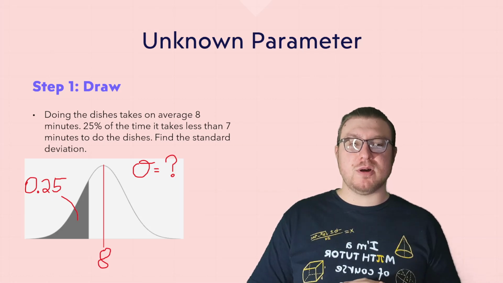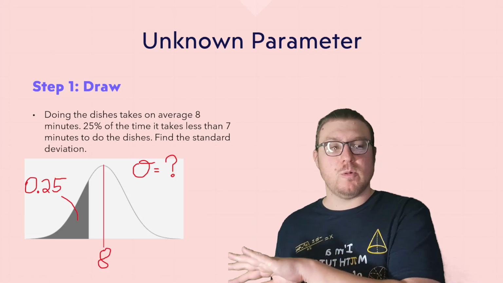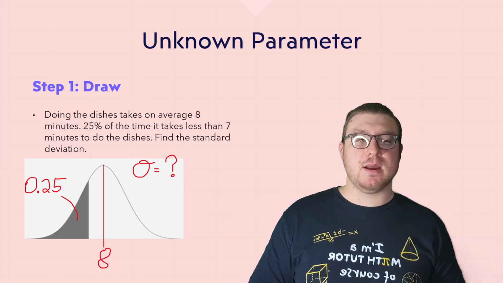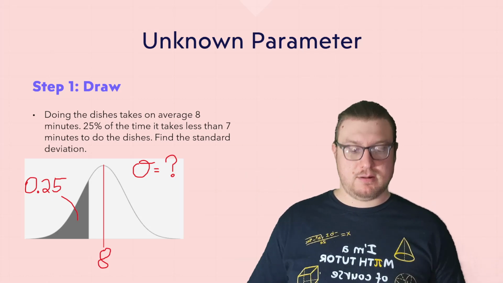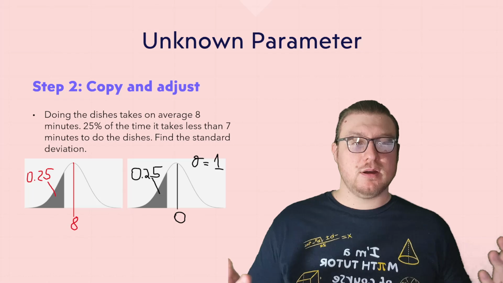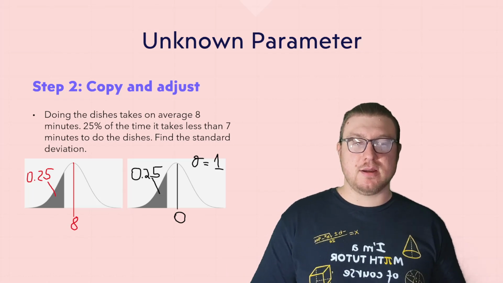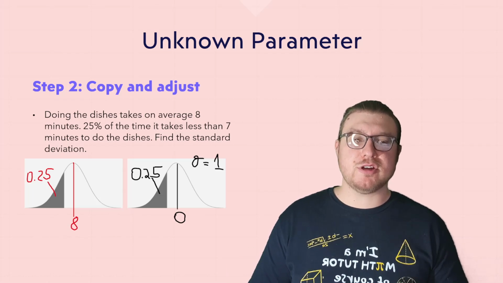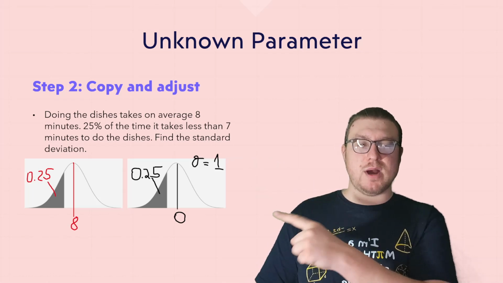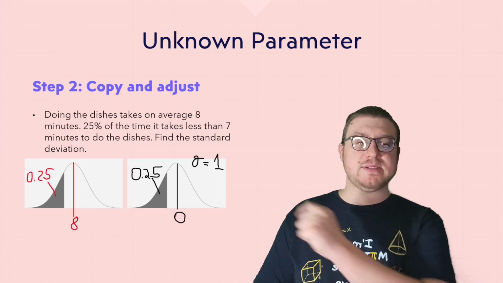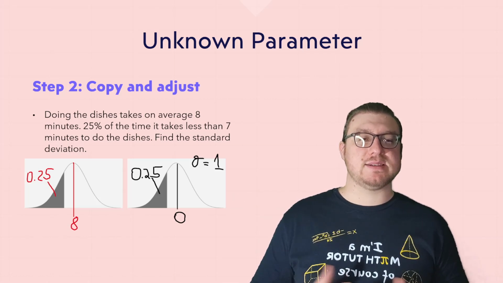Remember what step 2 was? We're going to take the same graph, we're going to make an exact copy, we're just going to change the standard deviation and the mean, and that's it. Easy as that. We've got a second graph. The first one is exactly the same. The second one, we wrote standard deviation is 1, the mean is 0, and we still have 0.25 as our left-hand side.